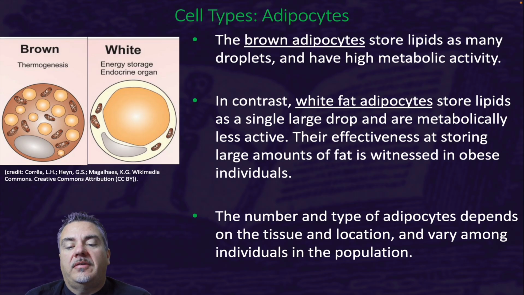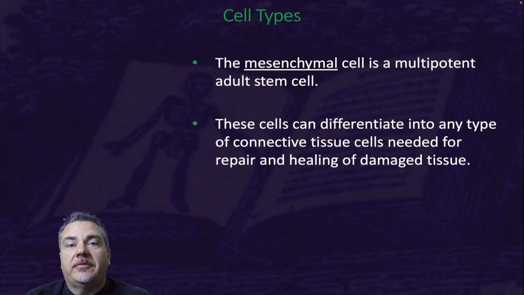The number and the type of adipocytes depends on the tissue and location and vary among individuals in the population. The mesenchymal cell is a multipotent adult stem cell.